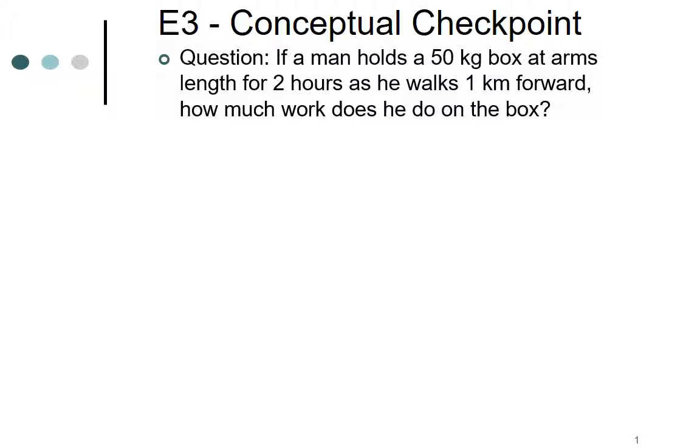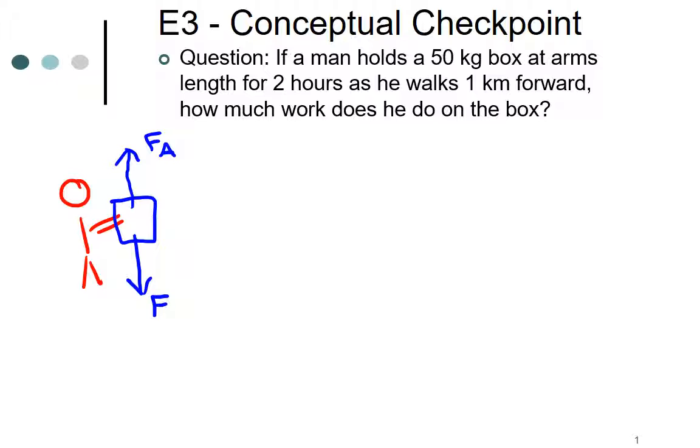Okay, so the next one, the man's holding that 50 kilogram box at arm's length for 2 hours as he walks 1 kilometer forward. So holding it against gravity here. Why don't you pause the clip and think through this, and be careful as you do this, and let's see if you can get this. This is a classic work problem example that is important to understand. So pause the clip and see if you can think through this, and then hit play when you're ready.